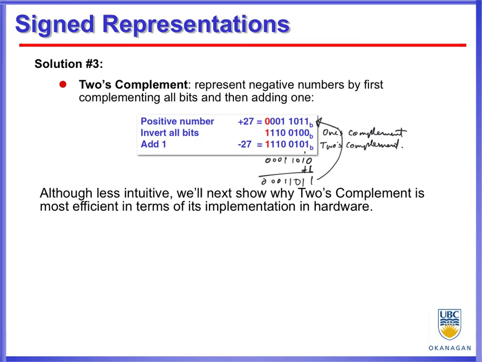Okay, so this seems kind of weird. What's so special about the 2's complement system? Well, the reason it's used is it's actually the most efficient to be implemented in hardware.